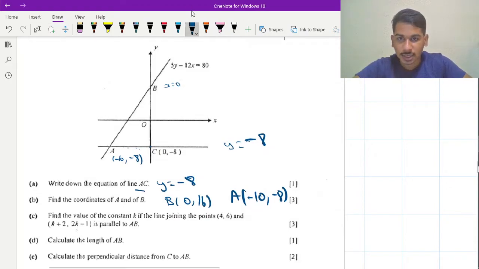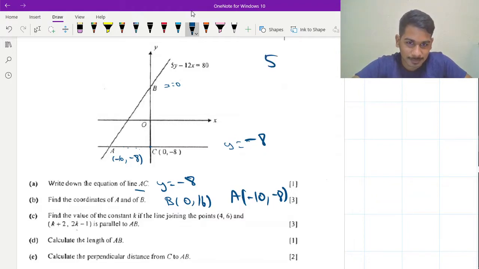So I'll show you guys how you can find the gradient. Actually, it's better if we do it like this. Let's just find a gradient using AB. Though I could do, you know what? I'll try this new method because it's something new you guys will learn.